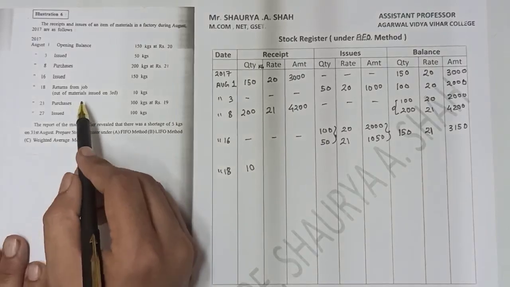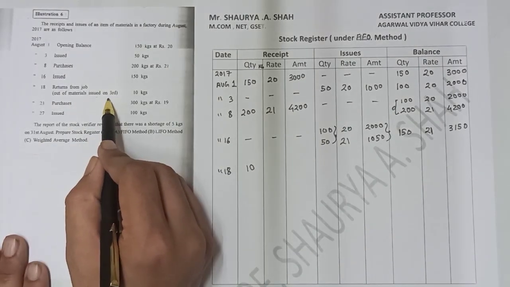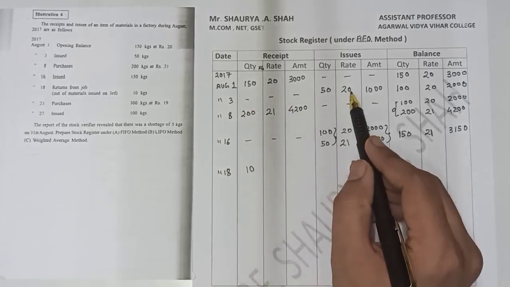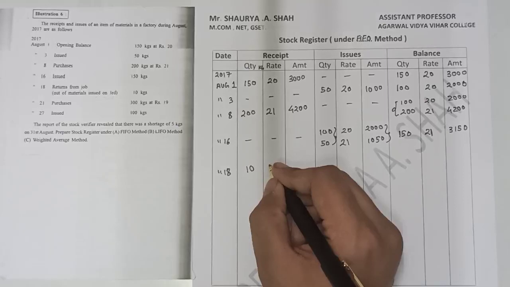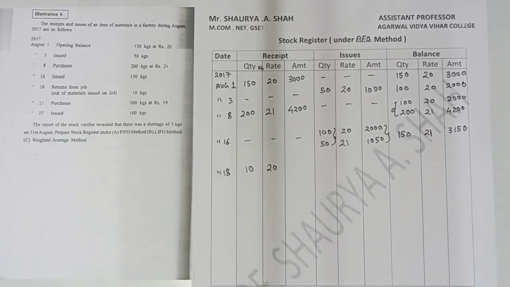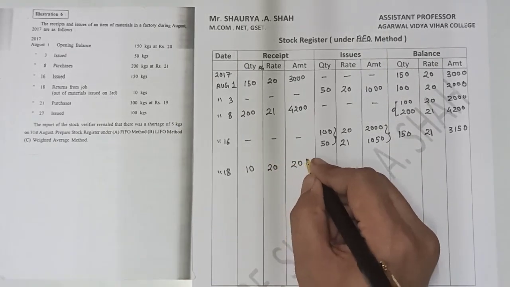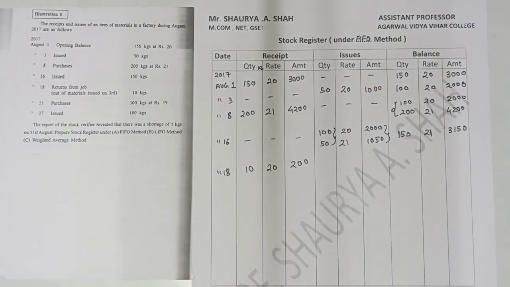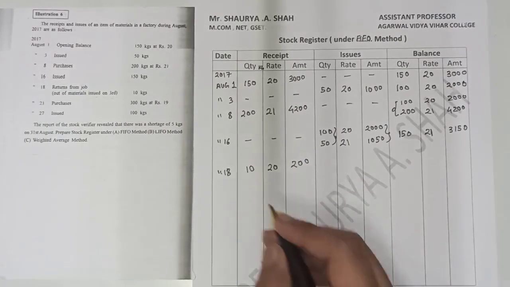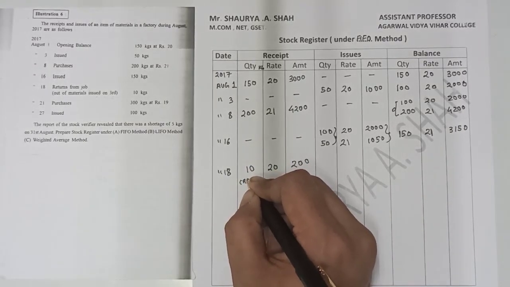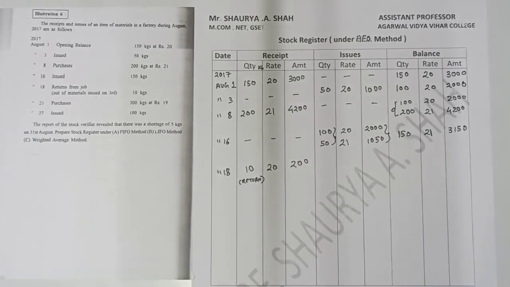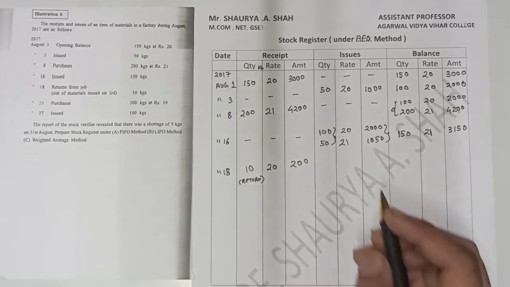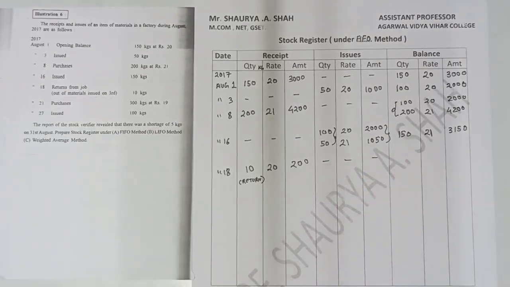Now they have specifically said it is out of the material issued on 3rd, right? So on 3rd we will check. We have issued material, yes. What is the rate? Why is this information given? In order to check the rate, right? So 10 into 20 gives me 200, and specifically I'll write down here 'return' so that you are not confused whether we have purchased or we have returned, right? Always write down such kinds of things so that you are clear with the sum. So 10 into 20 gives me 200. Here it will be dash because there is no issue.